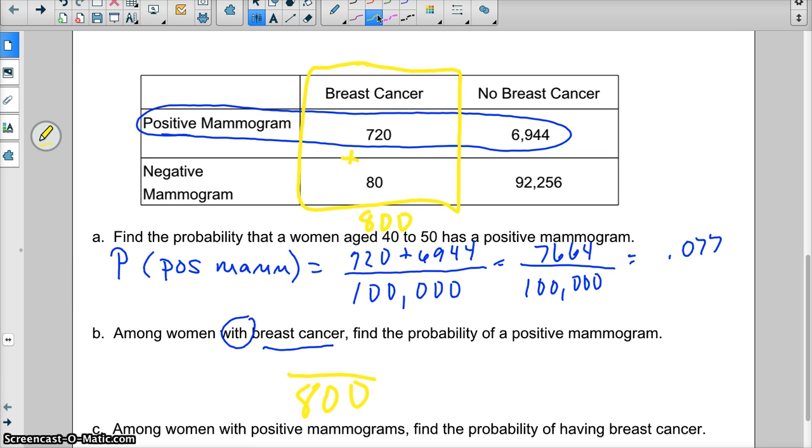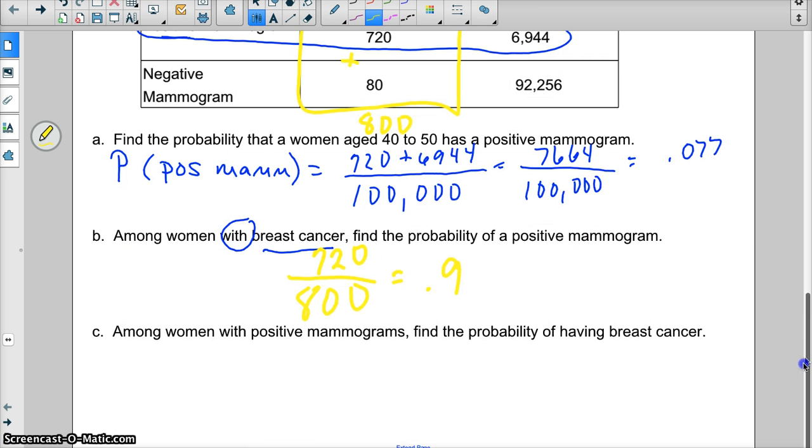Now, how many of those tested positive? 720, yes. If we change that to a decimal, 720 divided by 800 is 0.9. Is that between 0 and 1? Yes. All right, let's finish up with C.